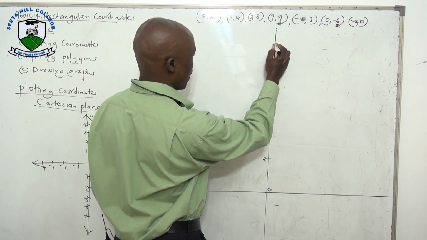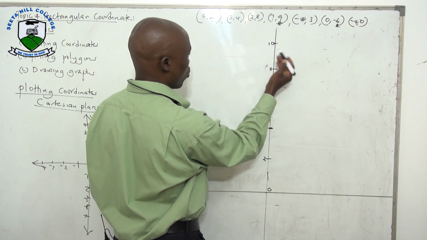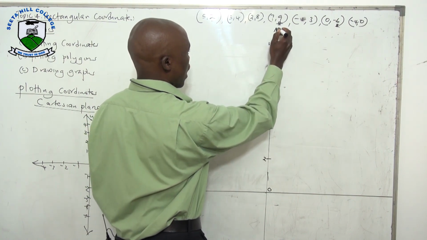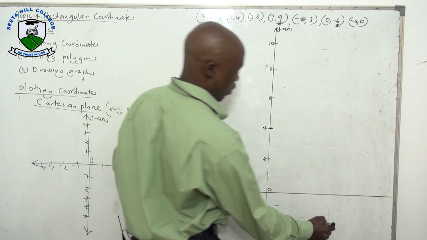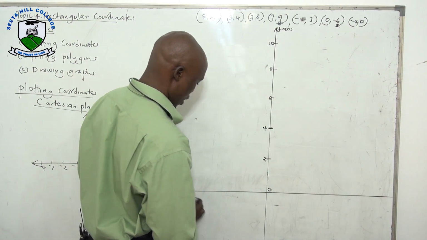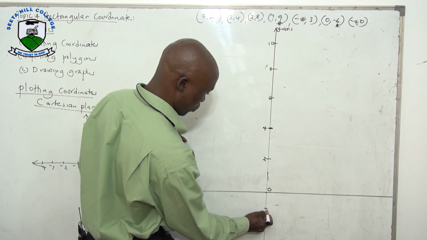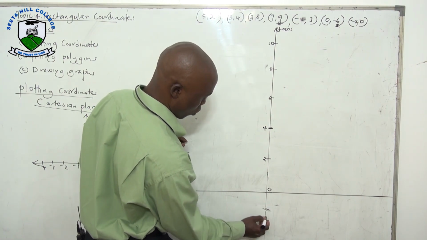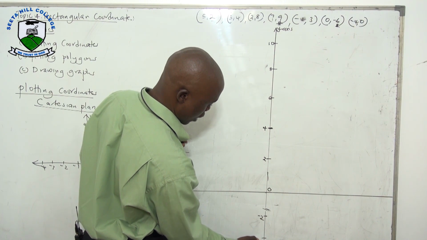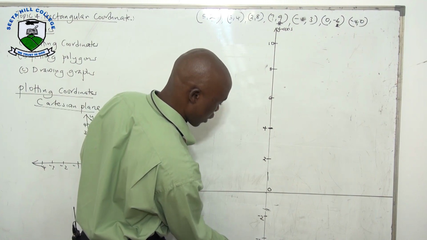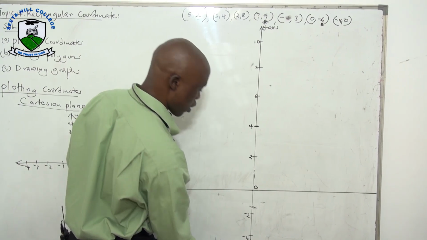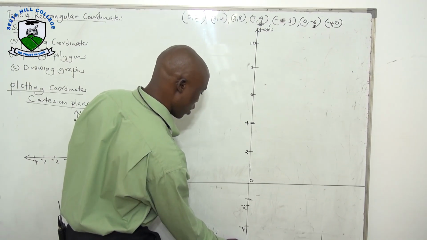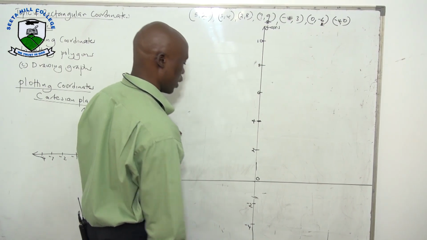Then 10 to, these are 2 centimeters. Label y axis. Then label x. Make sure you are using 2 centimeters. Yeah, that's right.